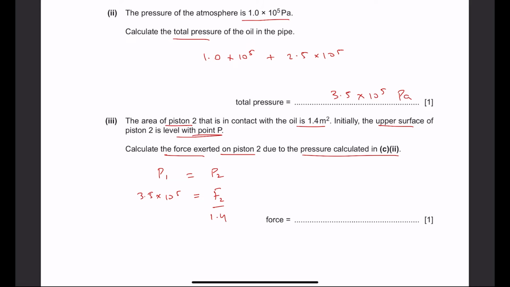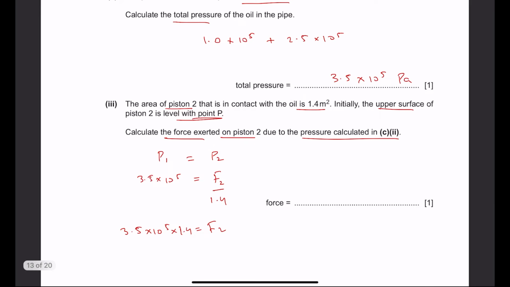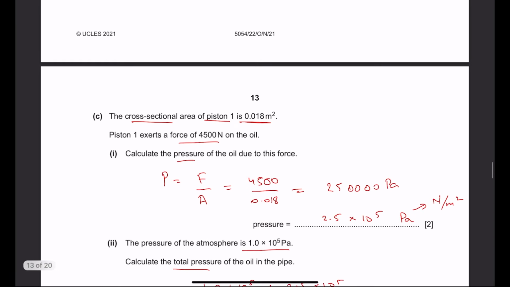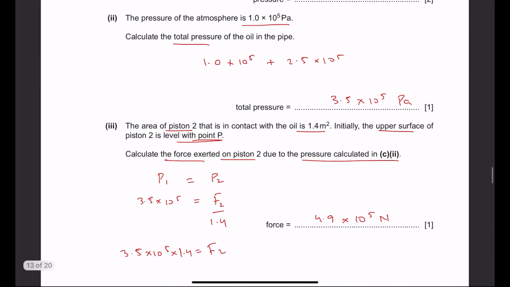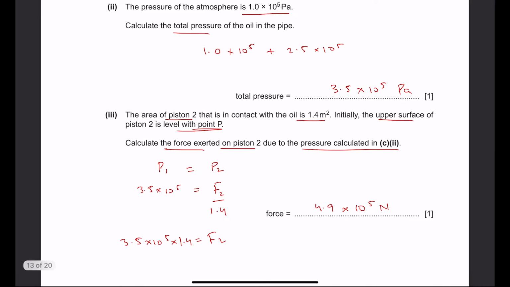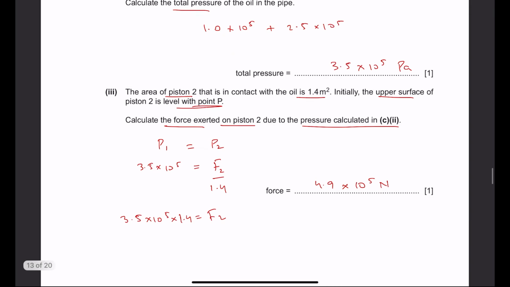So you can see that the pressure remains the same on the other piston, but since area increases and since area is being multiplied by the pressure, the force becomes very large. So the force on the other piston is now going to be much larger than the force that was on piston 1, and it's basically 4.9 times 10 to the power 5 Newton. Now compare that to the force on the previous piston, which was only 4500 Newton. This is much larger than that, almost more than 100 times larger. So the bigger the area, the bigger the force on the other piston.